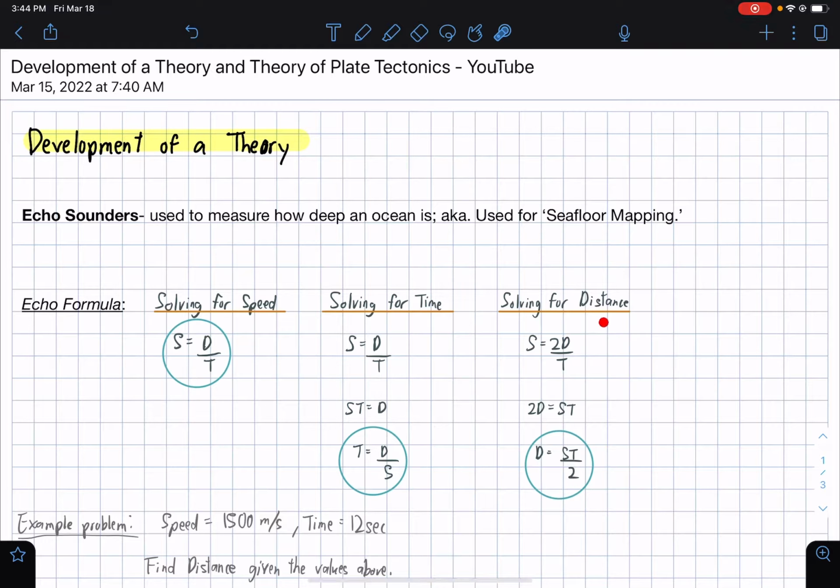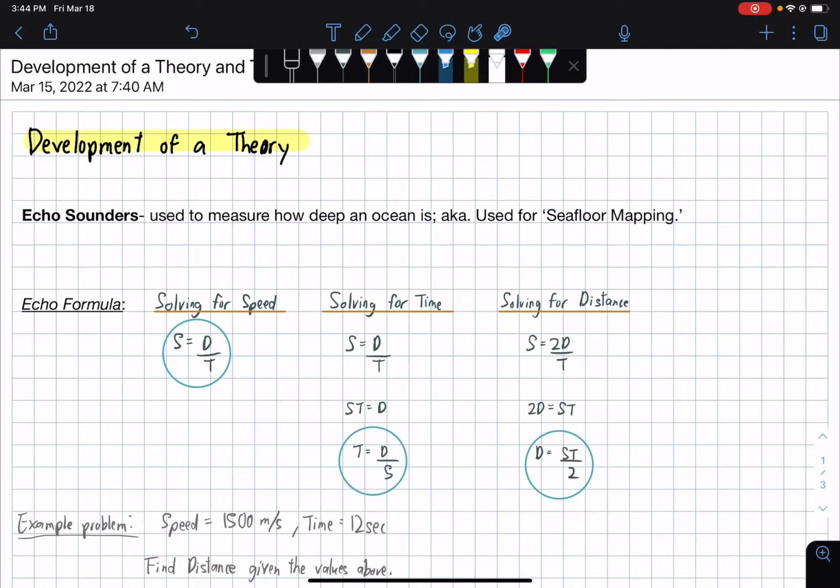And for solving for distance, our formula is quite unique. Instead of writing S is equivalent to d over t, we add a times 2 beside distance. There is a reason for this, but I may not be able to explain it in this video. So we're basically just going to morph that formula into d is equivalent to st over 2, and hence, this is our formula for distance.